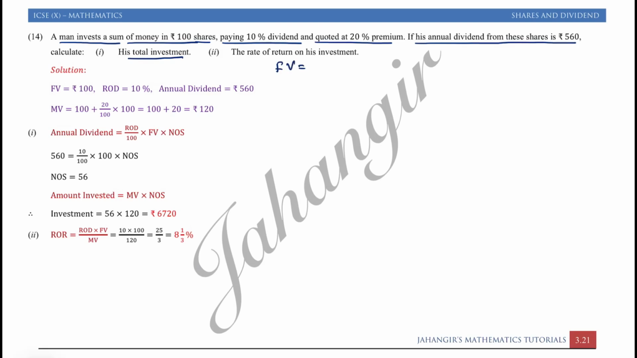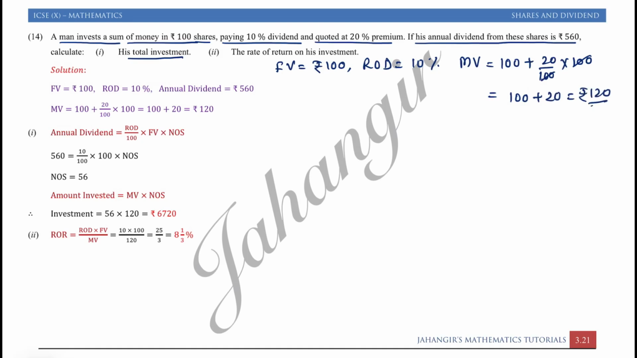Face value is equal to rupees 100. ROD is 10%. MV is 100 plus 20% of 100. Premium means addition of 20%. 0 will get cancelled. 100 plus 20, that is equal to rupees 120. So market value you got as rupees 120. So your first part, amount invested.